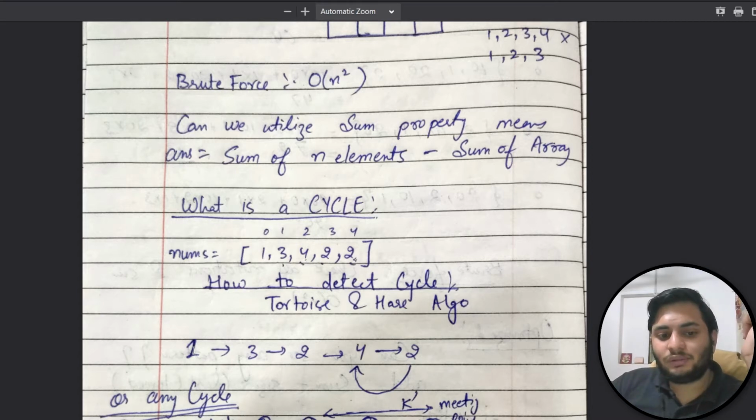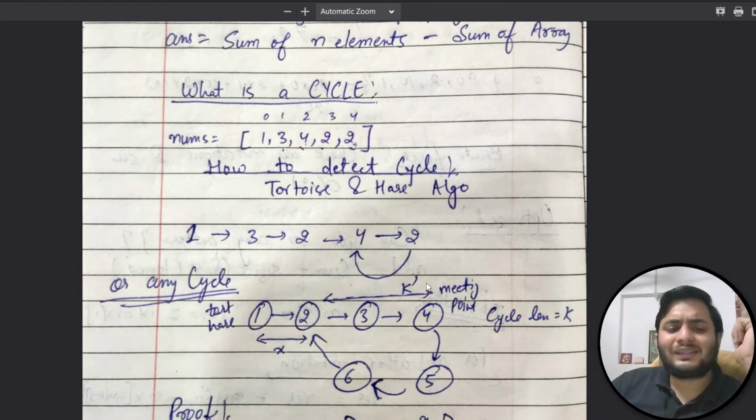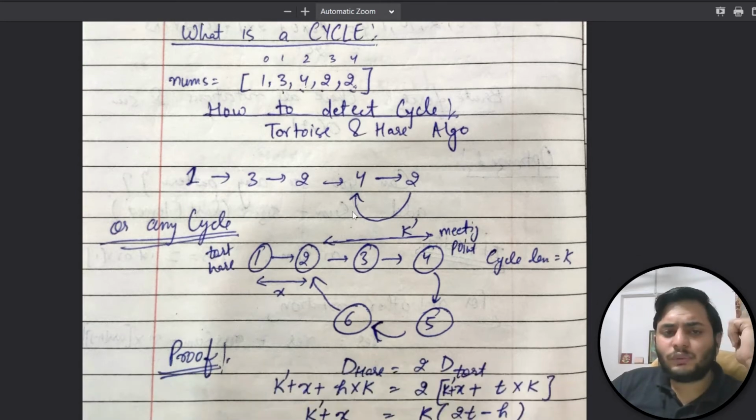You can see that I move to 3, then I move to 2, and then I move to 4, and then I move to 2 again. So after that there is a cycle in it. Or let's say any other cycle. What we are going to discuss here is the tortoise and hare algorithm, and we will see what that is.